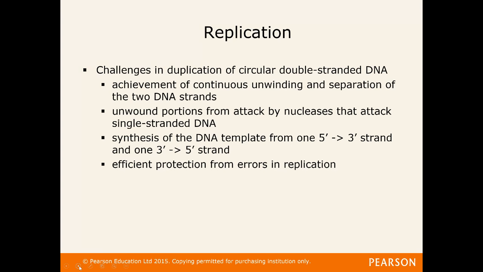So when you talk about double-stranded DNA, there has to be a way, first of all, of unwinding it and separating the two strands to replicate. The unwound portions can be susceptible to nucleases that'll attack single-stranded DNA and degrade it. The other thing is that your two strands are anti-parallel. You have one going 5' to 3', the other 3' to 5'. So anything that's going to try to duplicate those strands has to take that into account. And then there has to be protection from errors in replication.